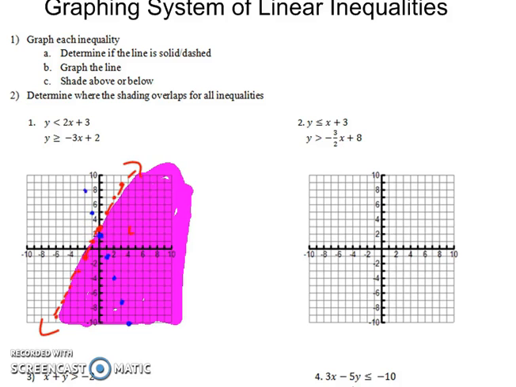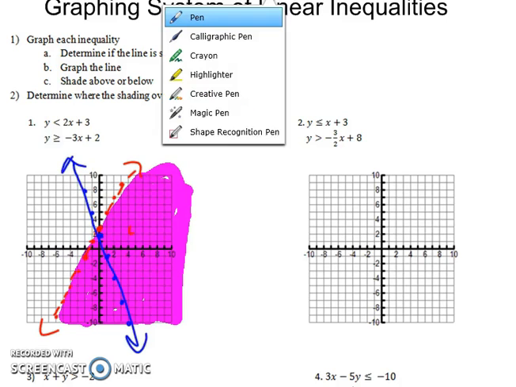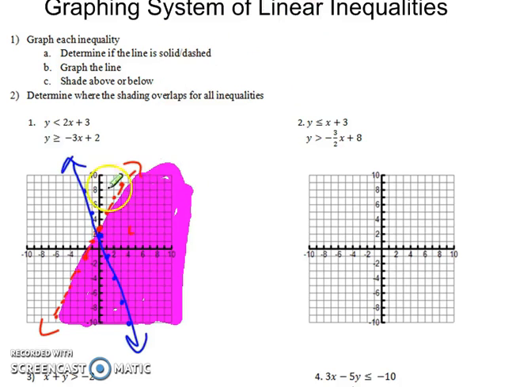Alright, so now I need to see if it is solid or dashed, and since there's an equal to, it's a solid line. Okay, so now I need to decide if I need to shade above or below this blue line, and since it's greater than, I need to shade above this blue line. So let me take another highlighter, let's say yellow, and shade above this. And I am going to have some overlap right here. So I'm going to shade everything above this blue line.